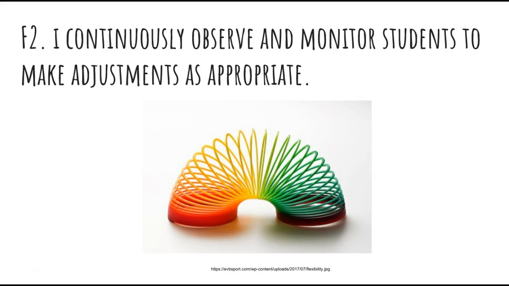Our second indicator says, I consciously observe and monitor students to make adjustments as appropriate. So in here, we consider the flexibility in design that we need to have when thinking about a flipped environment. This flexibility in design pushes us towards classroom research, where we are observing our students, we are documenting the processes they're going through, and we are making adjustments. So action research takes a very strong place in our classrooms if we're flipping.